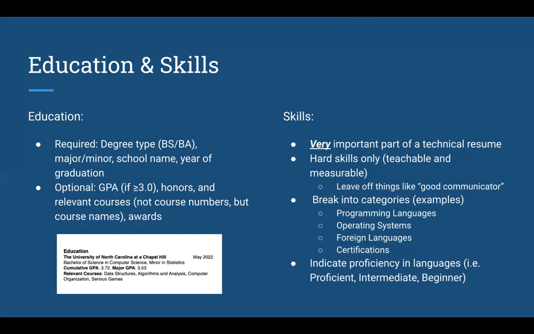So for a lot of computer science majors, this is going to be things like programming languages, operating systems, certifications. So if you have a certification in cybersecurity or something along those lines, this is where you will list that. And then foreign languages. So let's say you speak Spanish or Portuguese. This is where you want to list that. And you can also indicate proficiency, whether that's in a technical language, such as Java, or a foreign language, such as Spanish, like I mentioned. You could indicate fluency, etc.